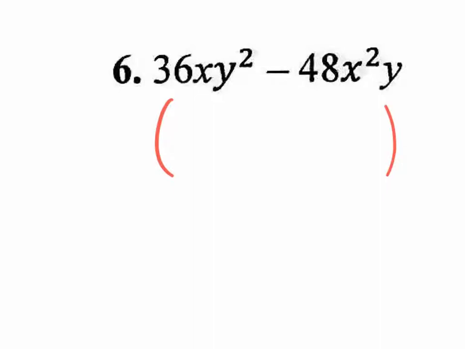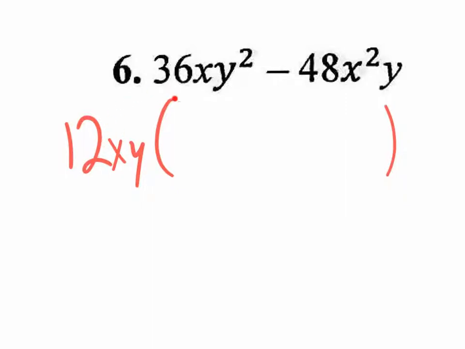If you think about it, 36 is divisible by 12, and 48 is divisible by 12. I mean, 4 would work, but that wouldn't be the greatest. 6 would work, but that wouldn't be the greatest. So let's go with 12, the greatest. And how about, are there X's in both terms? Yes. I want to pull out one of those X's. And are there Y's in both terms? Yes. What's the greatest amount of Y's I could pull out? 1 single Y. So I have 12XY as my GCF.